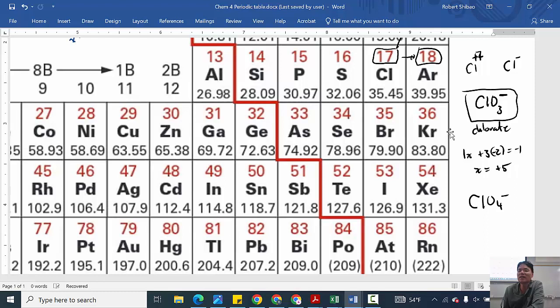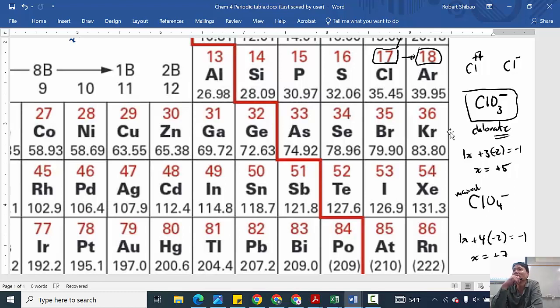Would you expect ClO4 minus to exist? Let's take a look. We have 1 chlorine at X plus 4 oxygens at -2. This has to add up to -1. What is X? X is +7. So do we expect this to form? Potentially? Is this within the range of -1 to +7? This is maxed out, but normally when it's maxed out, we call it ate.